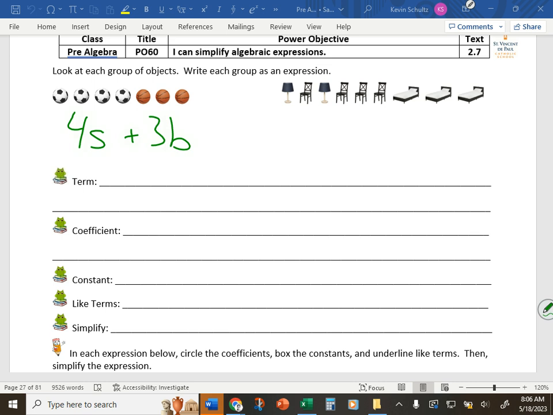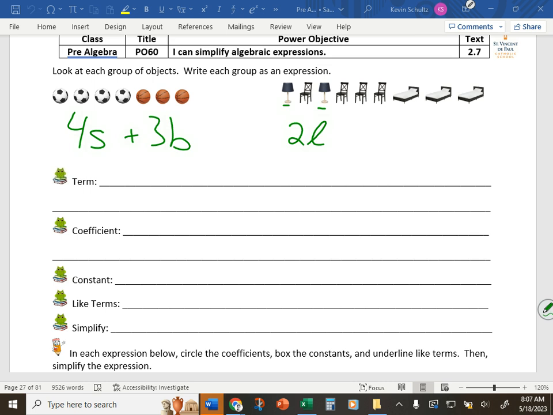The second one, I've got some lamps, I've got some chairs, and some beds. What are the like terms here? Give me one set of like terms. Josie, the lamps, right? And how many lamps do I have? 2 of them. 2L. And when we use L for a variable, we typically use a cursive L or an italicized L, so you don't confuse it with a 1, so it's not like 21, right? You can use a capital L also, but typically that refers to liters, so we don't want to confuse that.